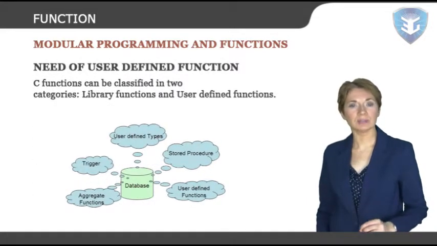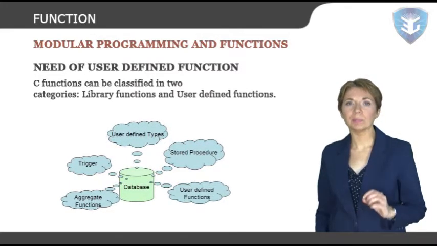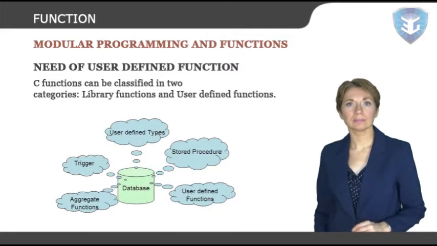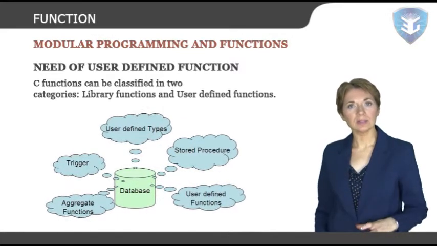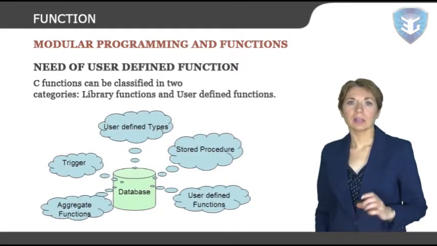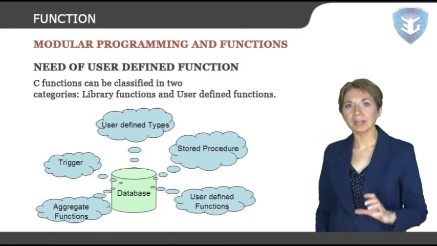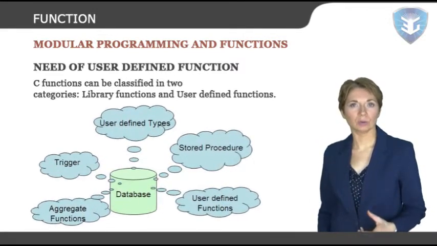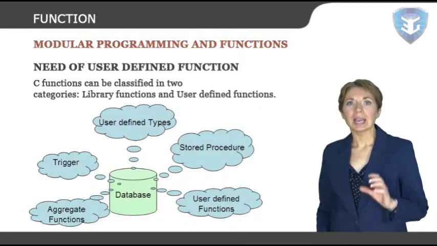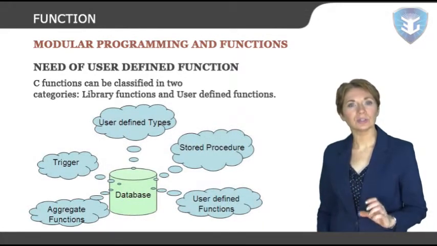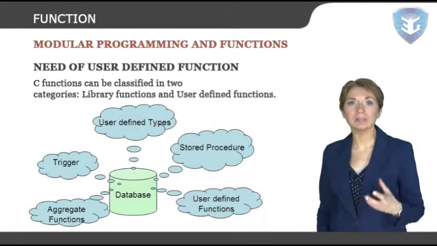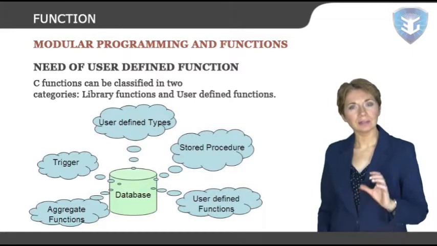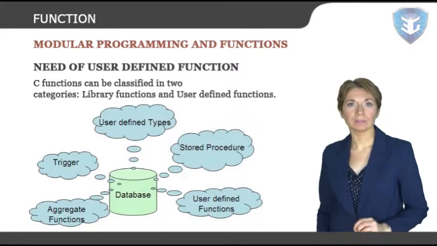Need of user-defined function. C functions can be classified into 2 categories: library functions and user-defined functions. The difference between these 2 functions is library functions are already built in and we need not write its code, whereas a user function has to be written to get it executed during the output. However, the user-defined functions can become a part of the C library. In fact, this is one of the strengths of C language. Look at the syntax shown on the screen.